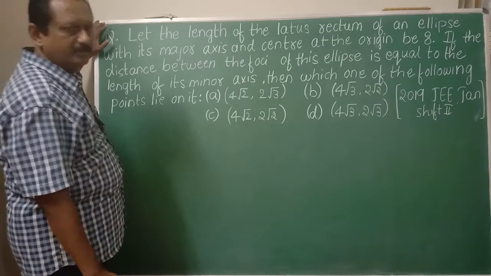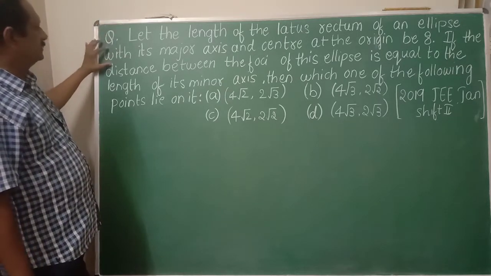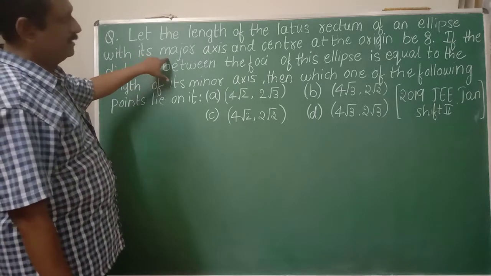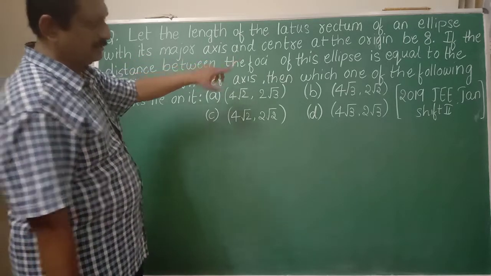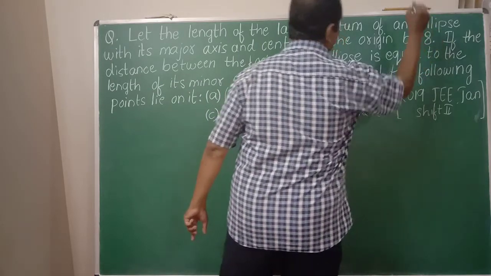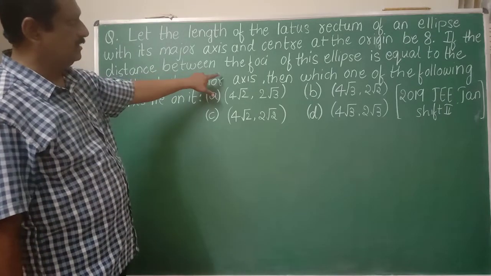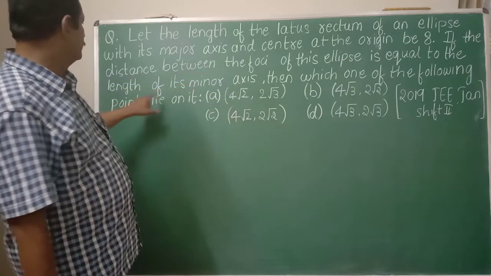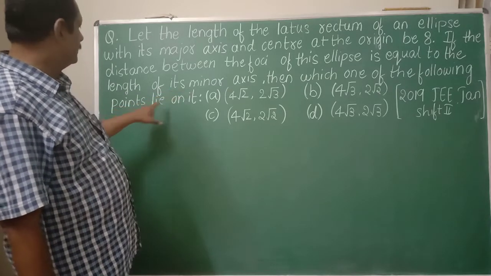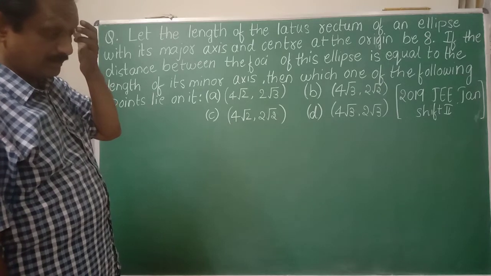So the next question: let the length of the latus rectum of an ellipse with its major axis and center at the origin be 8. If the distance between the foci of this ellipse is equal to the length of its minor axis, then which of the following points lie on it?